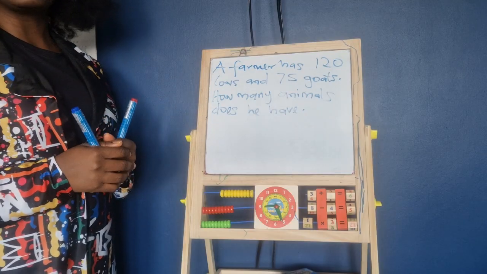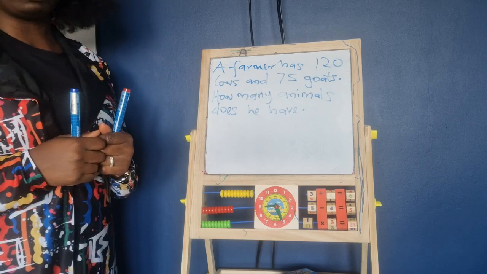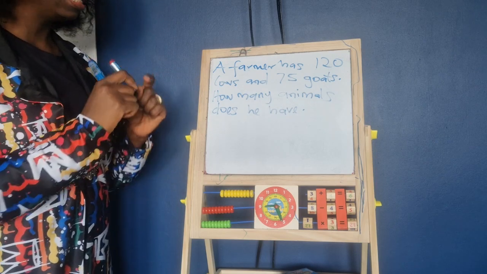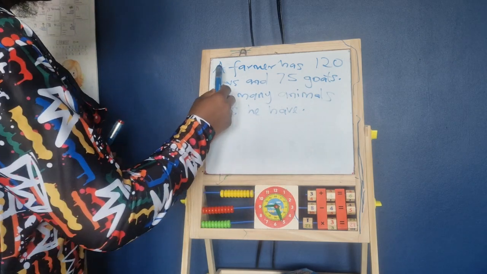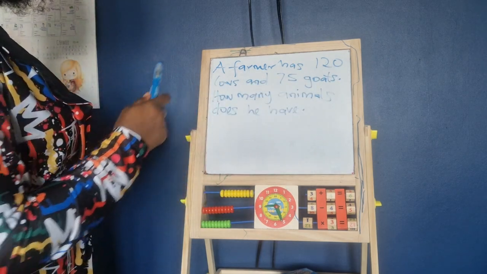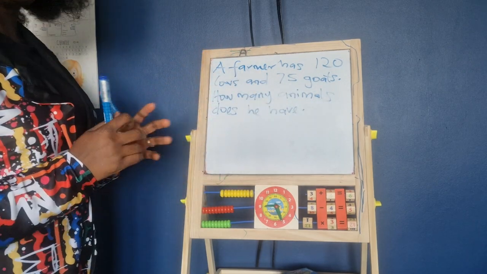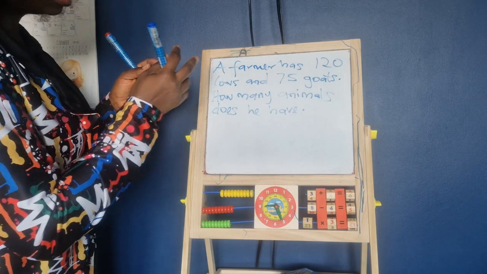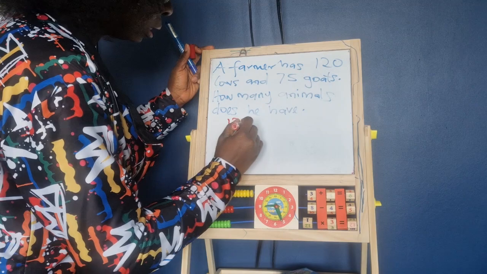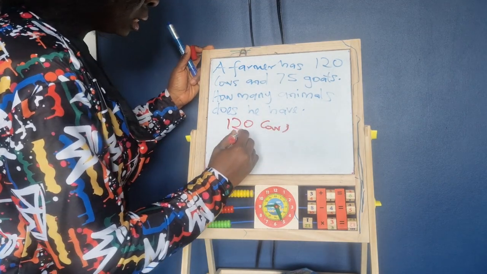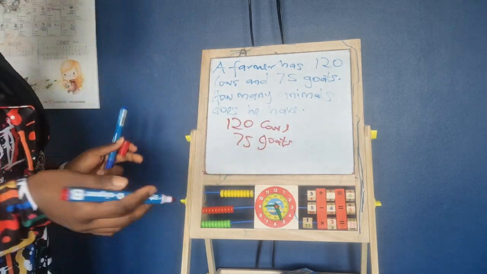The fourth mistake is misinterpreting word problems. When you see a word problem like this, read it statement by statement. Understand it before you interpret it. For example, a farmer has 120 cows and 75 goats. How many animals does he have? This is addition, not subtraction. If he has 120 cows and 75 goats, how many animals does he have?